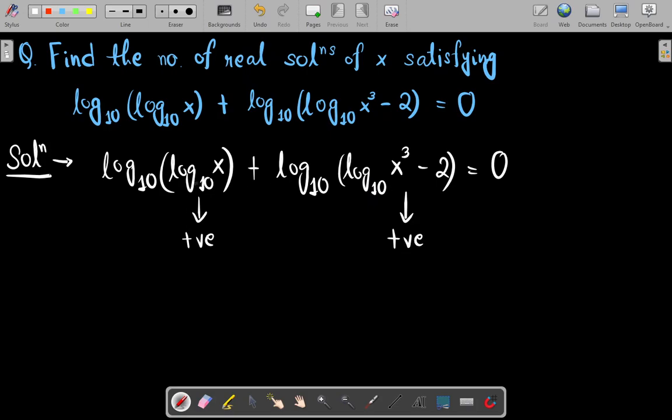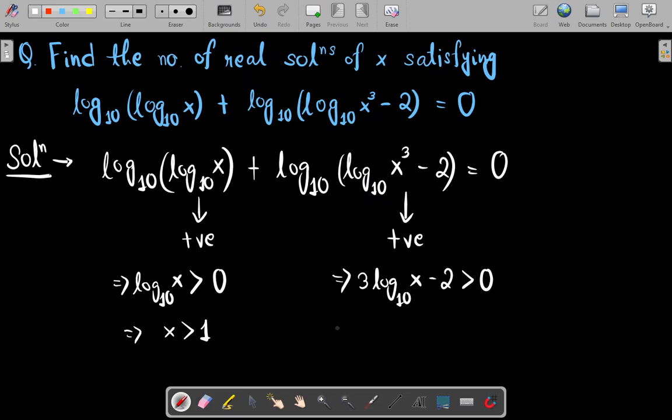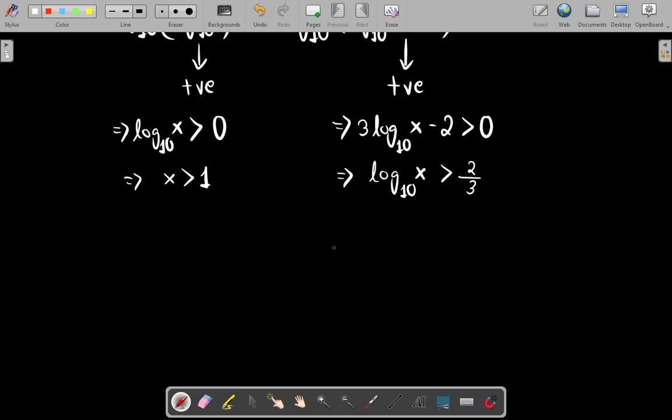So if log x base 10 is positive, this implies that x is greater than 10 to the power 0, so x is greater than 1. Similarly, in this case, log x cube can be written as 3 log x, right? So 3 log x base 10 minus 2 is greater than 0. This implies that log x base 10 is greater than 2 upon 3, so x is greater than 10 raised to the power 2 by 3.